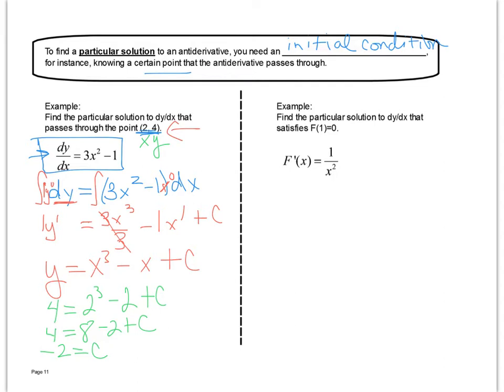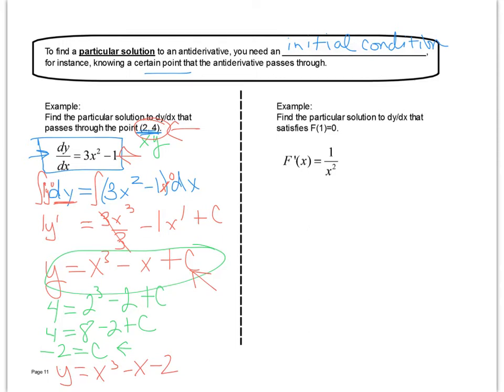So that's my constant of integration. My particular solution, my particular antiderivative, is then y equals x cubed minus x minus 2, which is really nice if you have, say, a velocity and need to find a position function and you know one value of your position. This is exactly what that models.